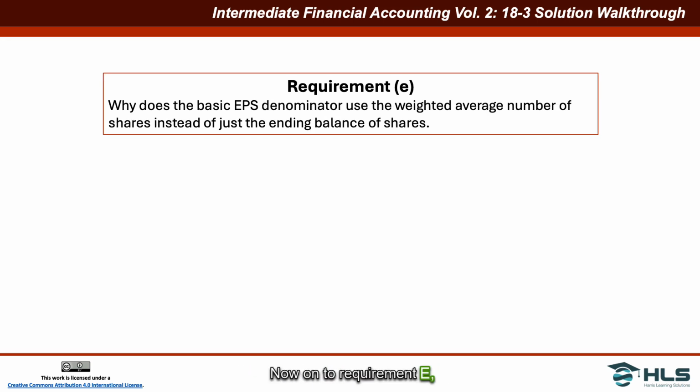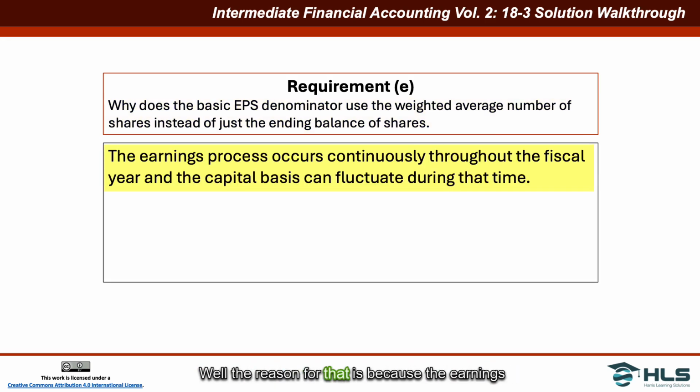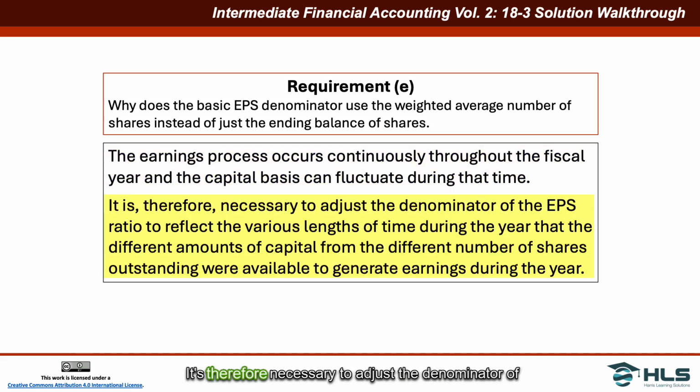Now on to requirement E, where we're asked this question. Why does the basic EPS denominator use the weighted average number of shares instead of just using the ending balance of shares? Well, the reason for that is because the earnings process occurs continuously throughout the fiscal year, and the capital basis can fluctuate as the company can issue and repurchase shares or engage in stock dividends and splits, as we saw. It's therefore necessary to adjust the denominator of the EPS ratio to reflect the various lengths of time during the year that the different amounts of capital from the different number of common shares outstanding were available to generate earnings during the year.